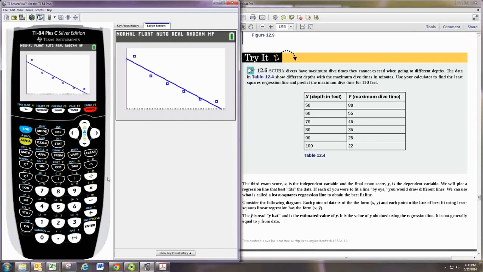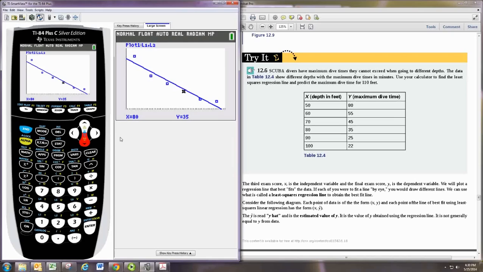And you can now trace along the line, and well, you can trace the points if you want to trace through the points. Hit up to trace along the line, and you can get approximate values and even find residuals. So if you want to be at 80, and you want to compare the line to the data, you take the 38.095, and subtract the 35, and there's your residual.